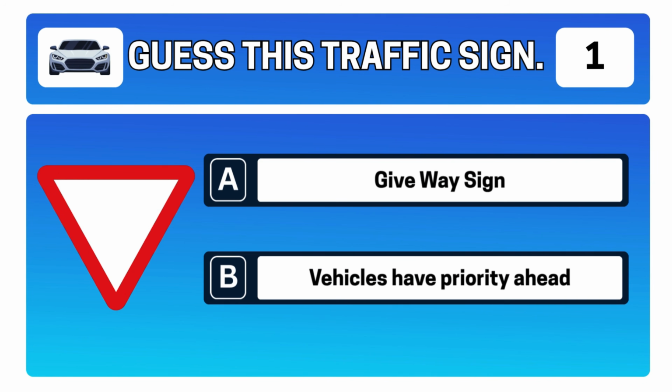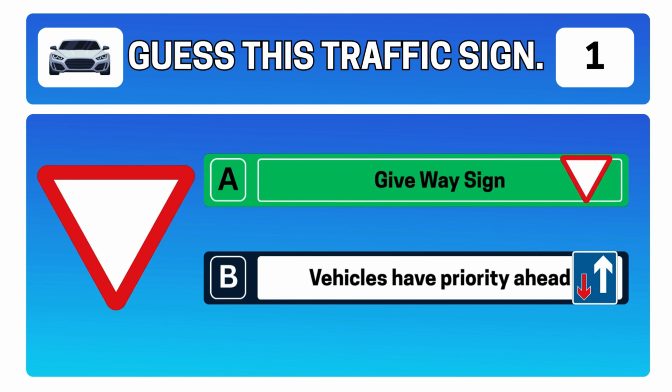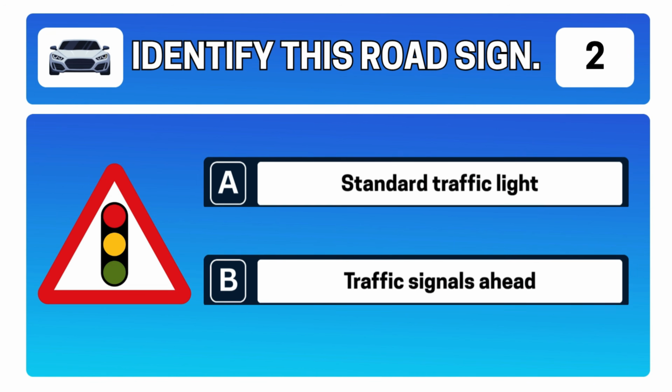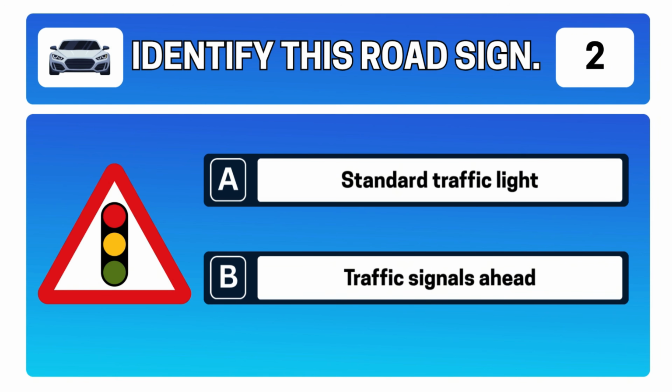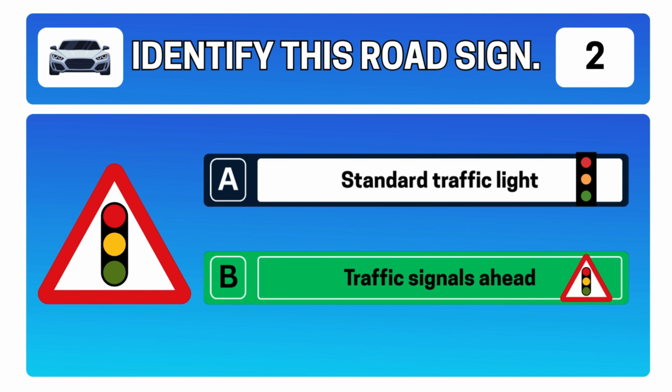Guess this traffic sign. A. Give way sign. B. Vehicles have priority ahead. Right, it is the give way sign. Identify this road sign. A. Standard traffic light. B. Traffic signals ahead. Good observation. It is the traffic signals ahead sign.